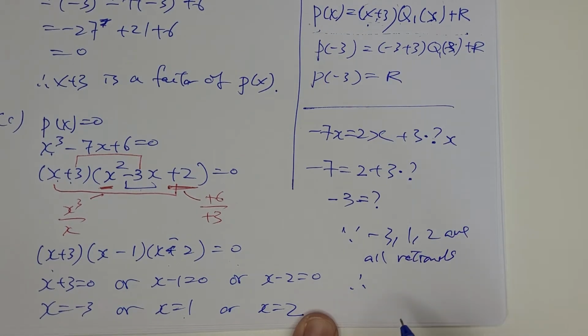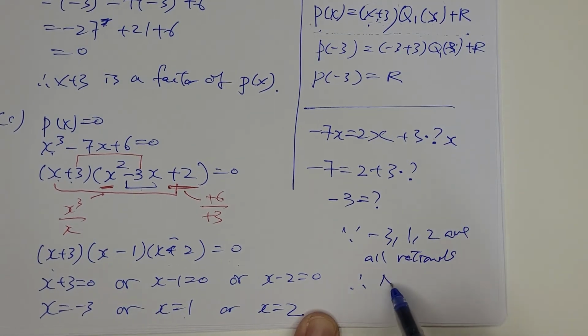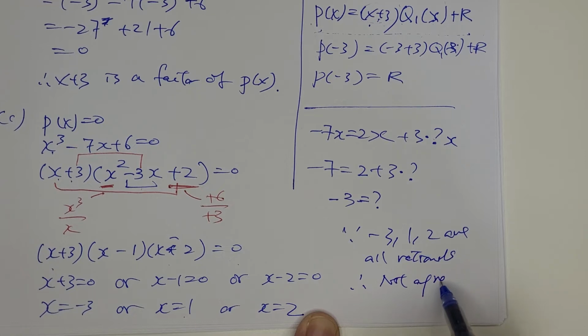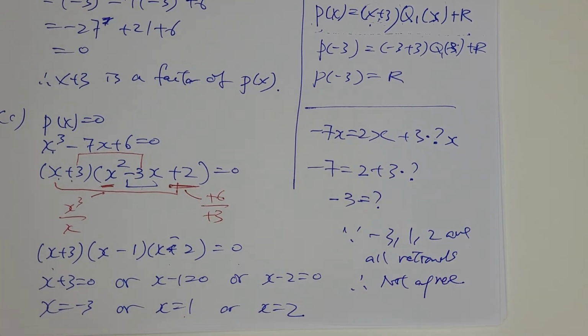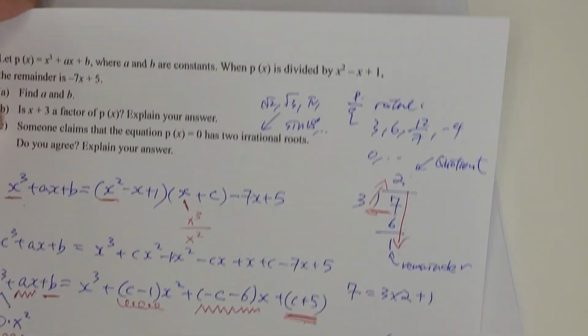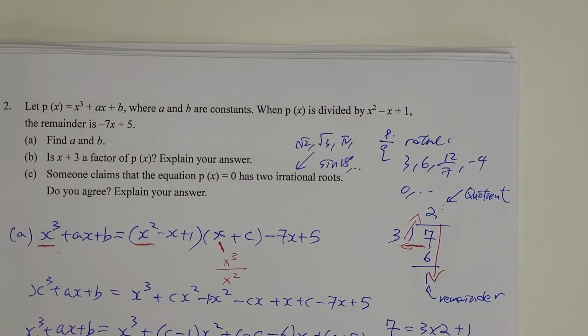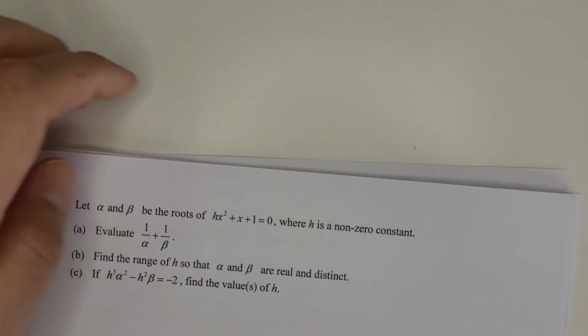Therefore, the claim is not agreed. There is no irrational root. All roots are rational. Okay? So that's the end of question number 2. And go to question number 3.